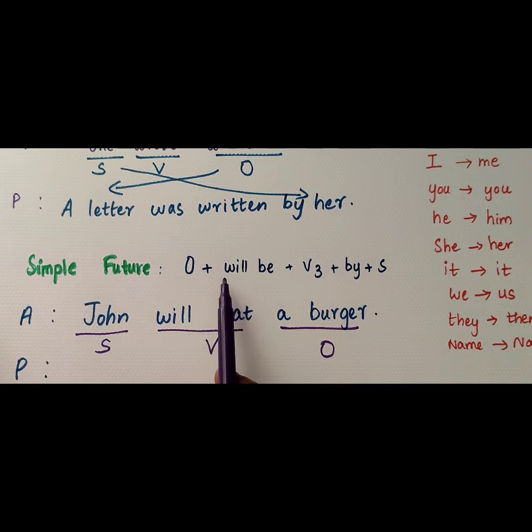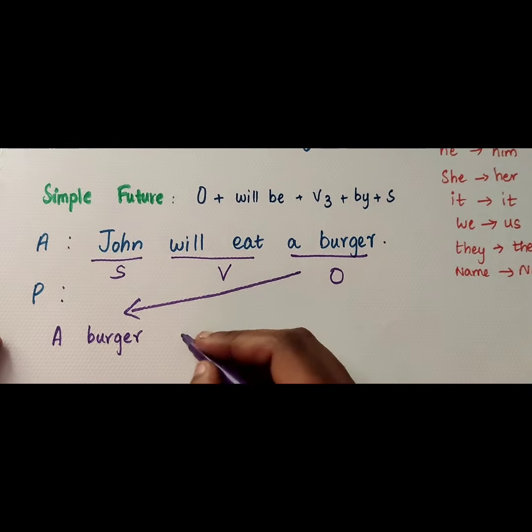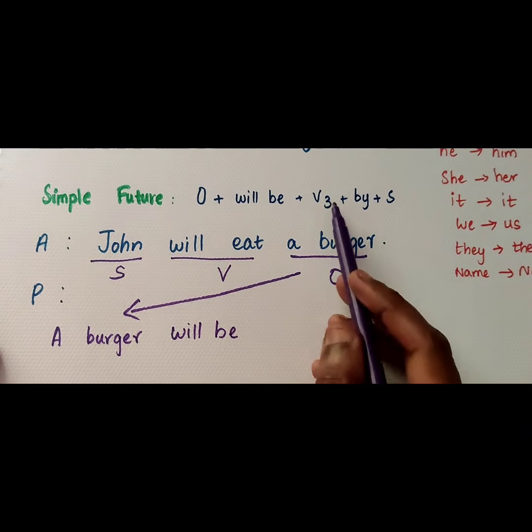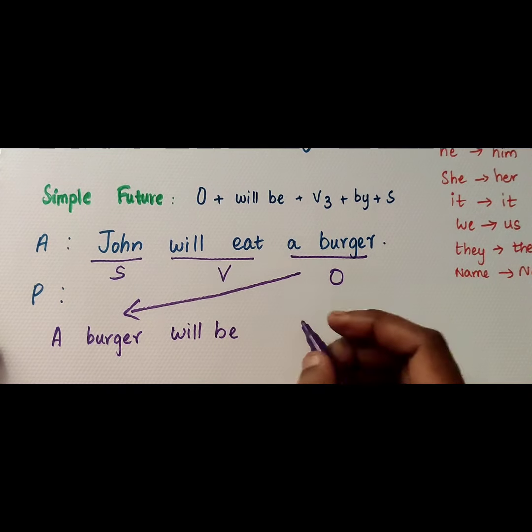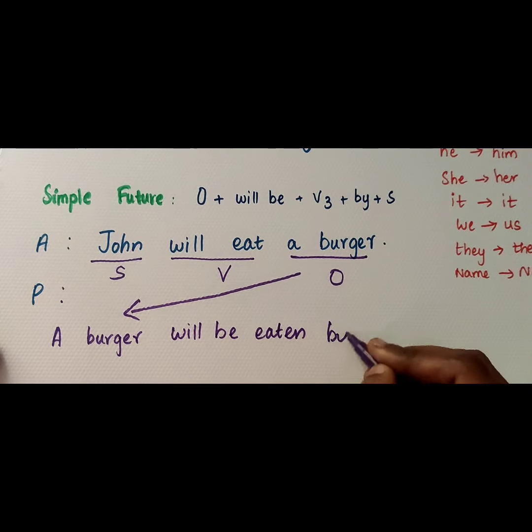Here the key is to add will be. Okay, will be plus third form plus by. So first swap the object and subject. So a burger comes at the beginning. Will be, add will be. Third form of the verb eat is eaten by. Subject is John.